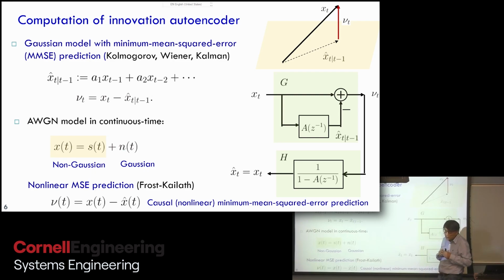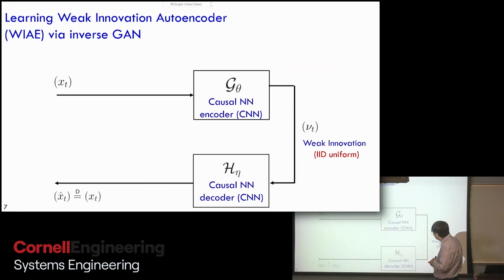Take past samples, do nonlinear prediction optimally. That gives you the correct autoencoder that extracts the innovation sequence. But that's all we know. It's not clear how to use something like this until neural networks happen. Anything we don't know, so let's try to get it from a neural network.